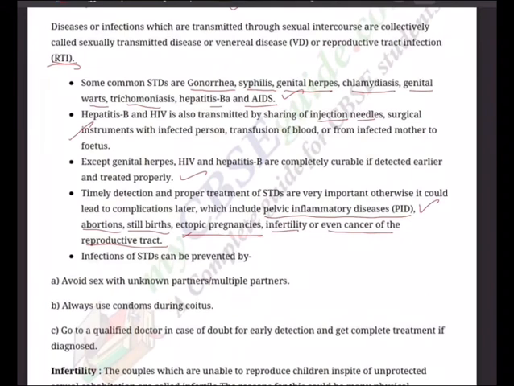Infections of STDs can be prevented. How to prevent infections? First and foremost, avoid sex with unknown partners or multiple partners. Always use condoms during coitus. Go to a qualified doctor. This is important. Don't go to quacks, duplicate doctors. In case of doubt, go for early detection and complete treatment if diagnosed.